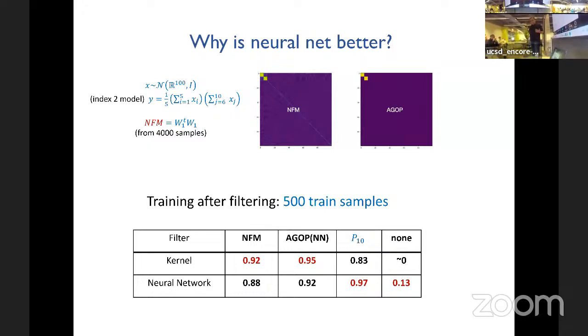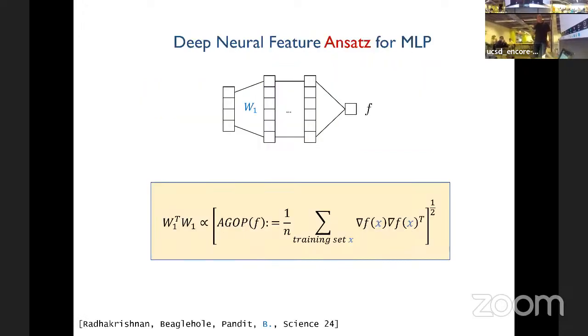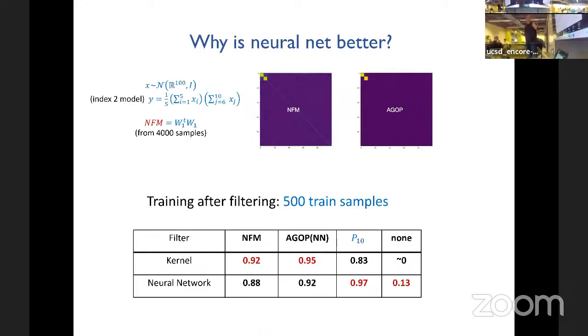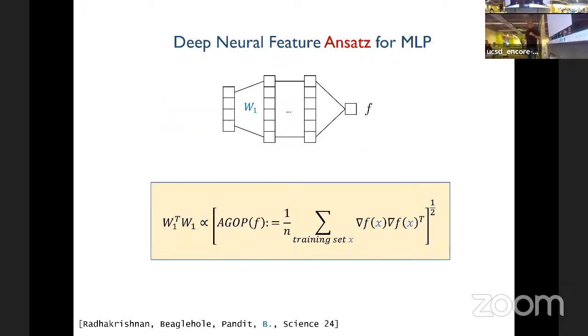Okay, so that's basically the conceptual idea of what a neural network does. Now, let me describe this ansatz. If you go back here, you see that NFM and AGOP look very similar. So the claim is, and this is an empirical claim, we will have proof only for very special circumstances, but empirically this holds very robustly. Basically, the claim is that the matrices are essentially the same. When I say the same, I don't mean they're literally the same. They're proportional to each other. They have very high correlation.